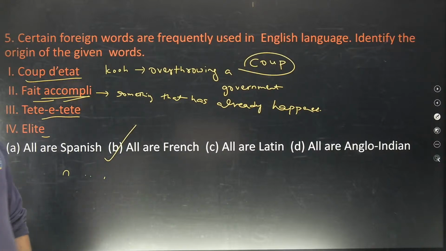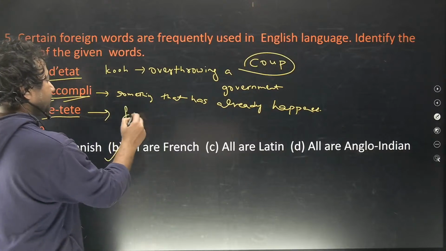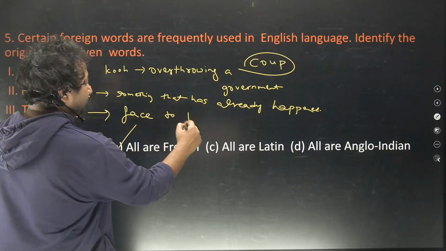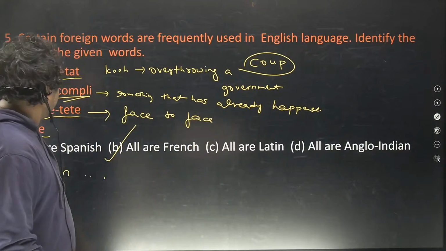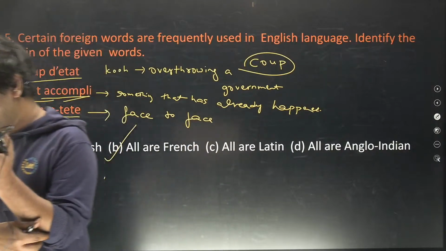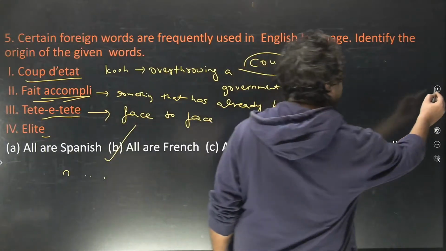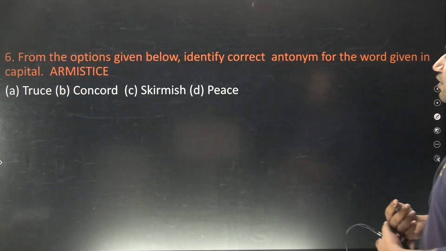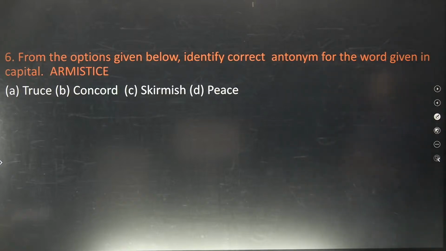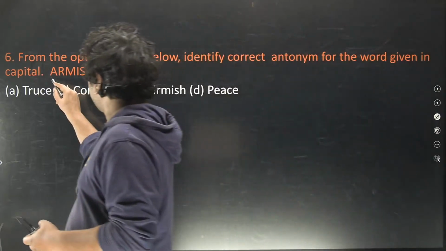Tete-a-tete is basically a face-to-face conversation. So when you want to talk to someone face-to-face, you say, let's meet tete-a-tete. All right. Elite is something which everybody knows. Okay, coming to the next question. From the options given below, identify the correct antonym for the word given in capitals: armistice. What is the antonym of this word?